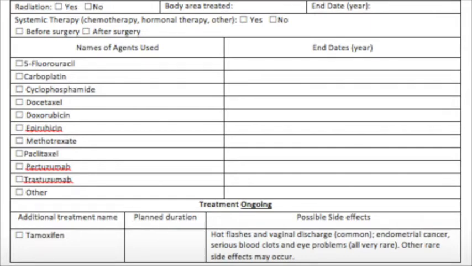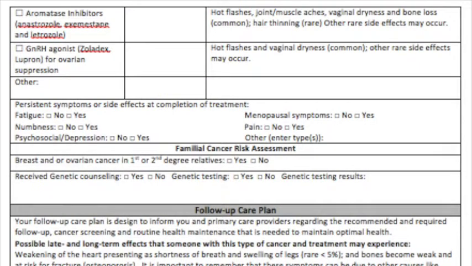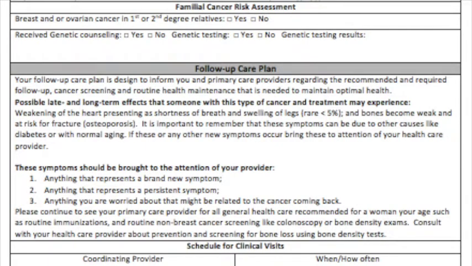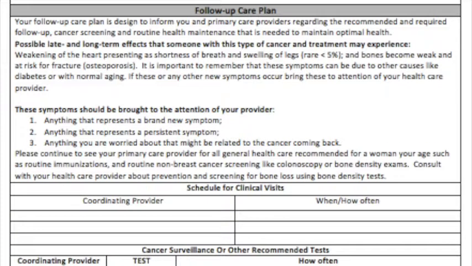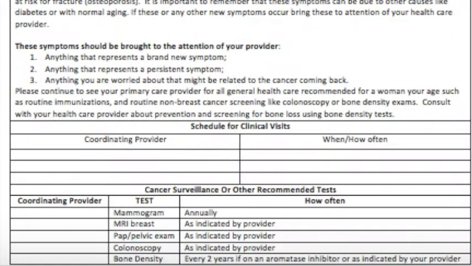Ongoing treatment, if any. This section includes a list of common additional treatment medications, plan duration, and a list of the possible side effects. The familial cancer risk assessment. Follow-up care plan including possible late and long-term effects that someone with this type of cancer and treatment may experience. Cancer surveillance or other recommended tests such as a mammogram or MRI, and how often.